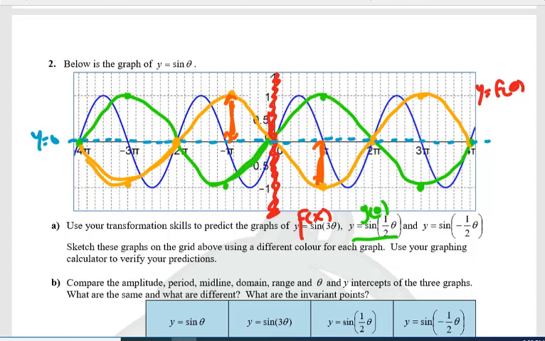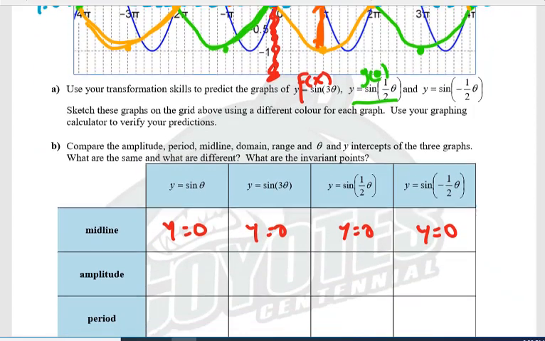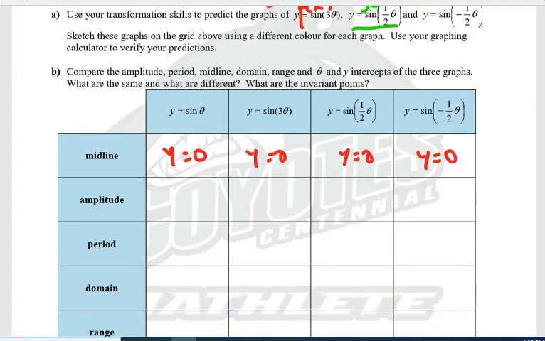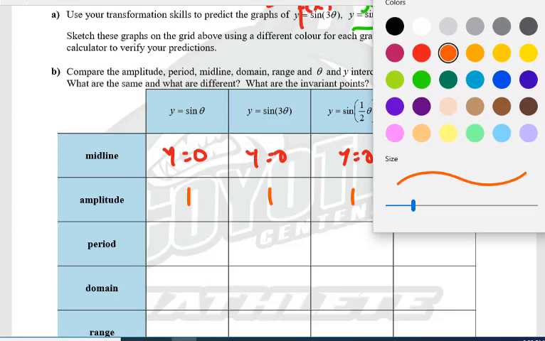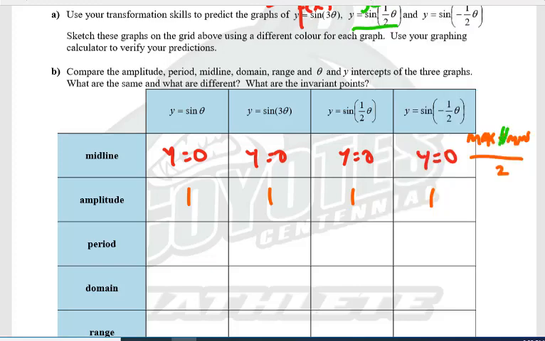We've treated this graph horizontally only, right? All of these transformations have been horizontal. They've been input changes. So our amplitude has not changed. These are always 1. Remember, we talked about that the midline is your average height, max plus min divided by 2.